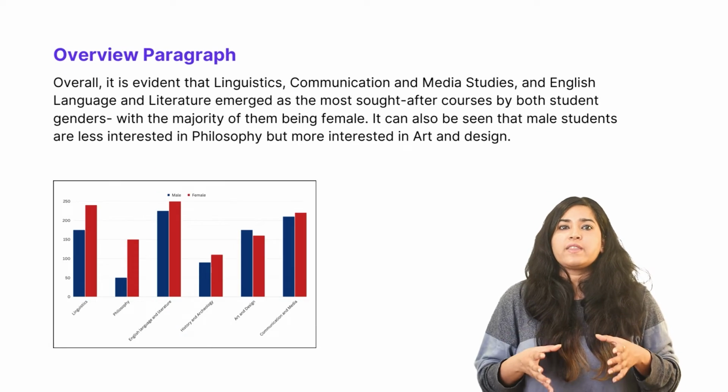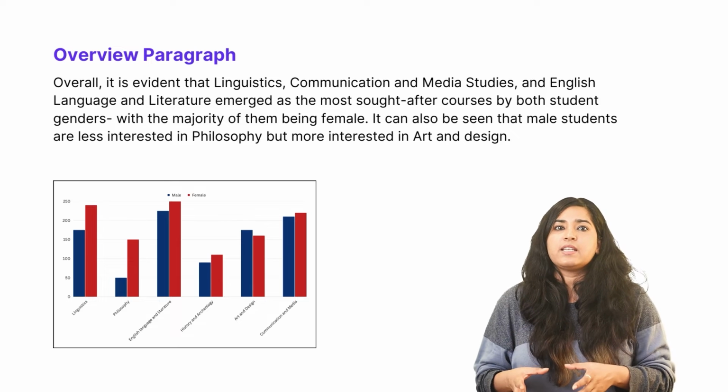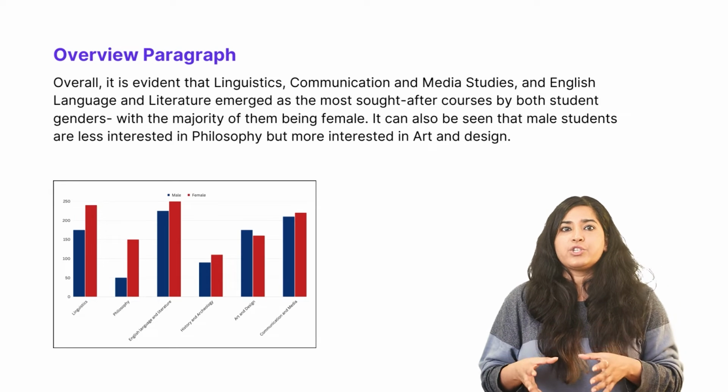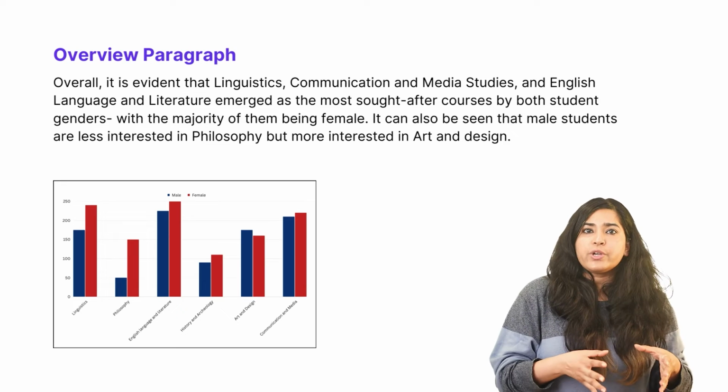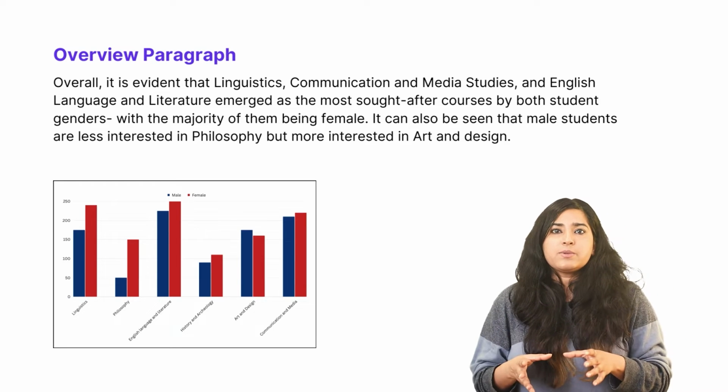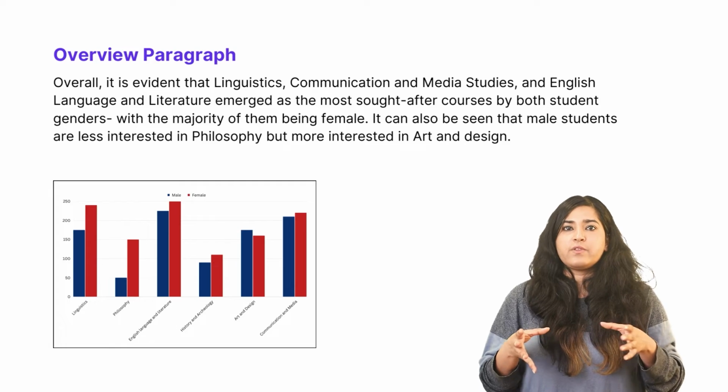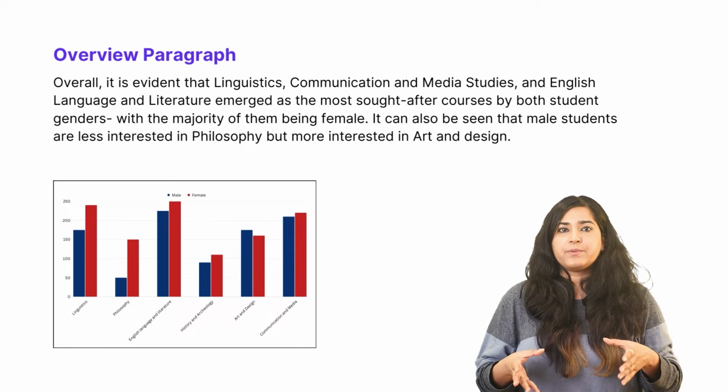Now we'll go on to give a general overview. Here you're going to briefly describe major trends on your graph with 2 to 4 features. This will be easy because we've already analyzed the graph to find them. So for this, we could write something like, overall, it is evident that linguistics, communication and media studies and English language and literature emerged as the most sought after courses by both student genders, with the majority of them being female. It can also be seen that male students are less interested in philosophy, but more interested in art and design. We're going to move on to the detail paragraphs now.